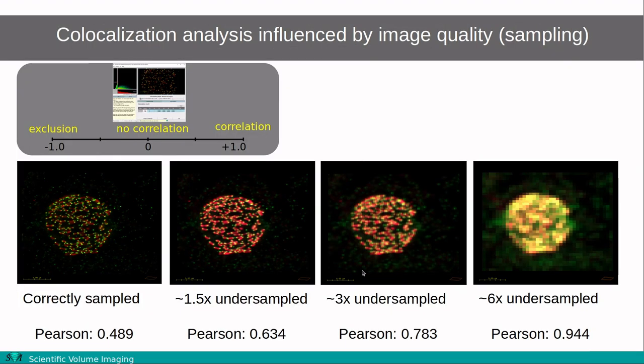The same holds true, for example, for co-localization analysis, which is influenced by, for example, sampling. So if you correctly sample according to Nyquist, you can have a Pearson value that is 0.489 between the two channels, but if the same channels are acquired under different sampling conditions, 1.5 times under sample, 3 times or 6 times, you see that the Pearson value increases and you have just higher co-localization analysis.